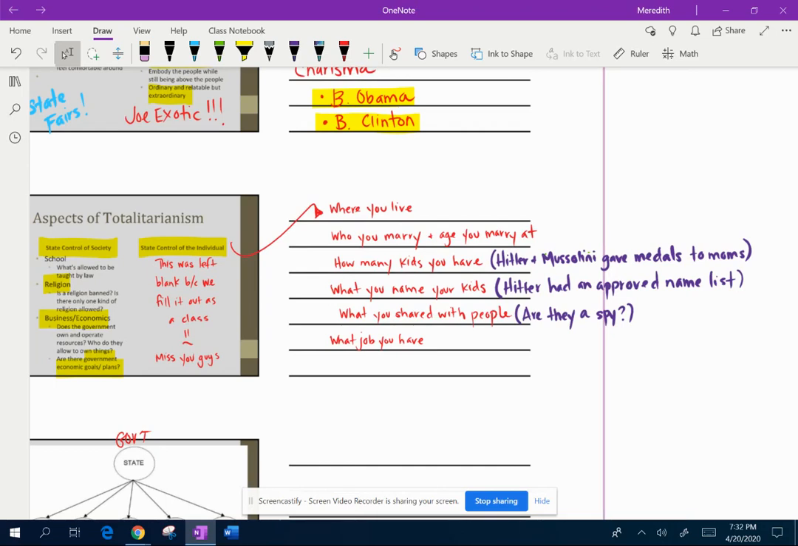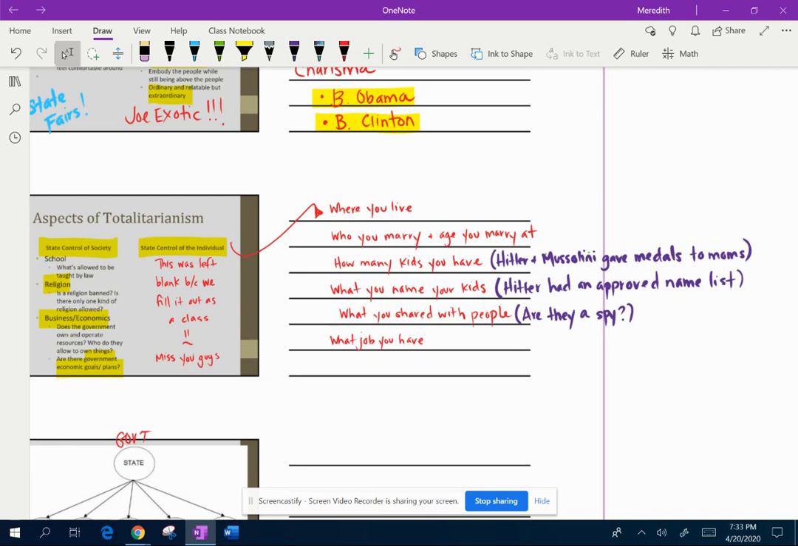Hitler and Mussolini gave medals to women who would have excessive amounts of children. I want to say there's a story in your textbook about an Italian mom with 12 kids who was personally given a medal by Mussolini because she was helping to fight the good fight with her future generation of children. What you name your kids. Hitler actually had an approved list. And there's a cartoon that I have in Unit 7 or Unit 8 resources that was actually made by Disney that makes fun of this, because you couldn't name your children most things out of the Old Testament, the first half of the Bible, because those were Jewish names, but you could name them good solid Christian names. The information that you share with people, because are they a spy?